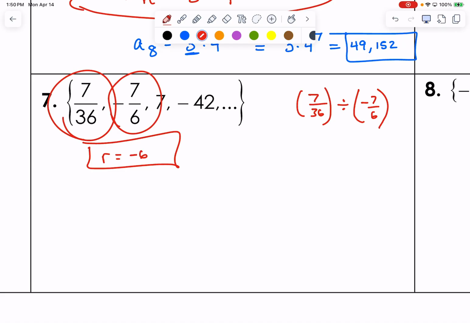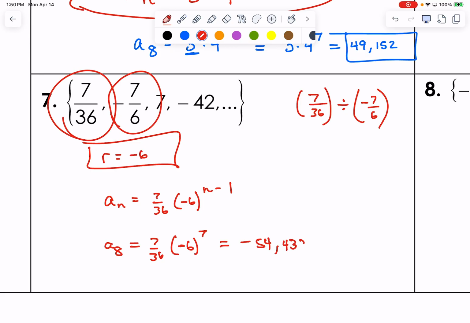Show your neighbor how to get it. Got it? All right, -6. So my equation would be a sub n is equal to 7 over 36 times -6 to the n minus 1. If I do a sub 8, it'll be 7 over 36 times -6 to the 7th power, which is negative 54,432. Wow, Morris, you're him.